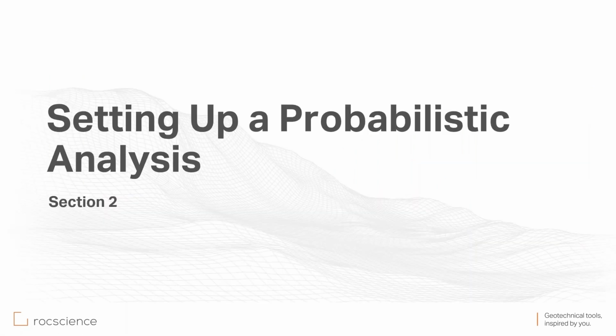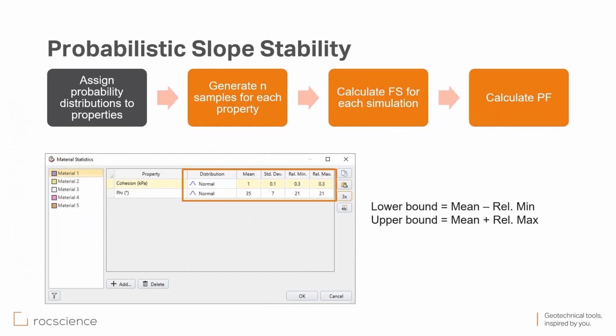So next step is how we can set up a probabilistic analysis in any of our software. It doesn't matter, Slide 2 or Slide 3. The first step is to define the distribution for each parameter. To define a distribution, you have to define the type of distribution, mean, standard deviation, and relative min and relative max. The lower bound of a distribution is defined by mean minus relative min, and the upper bound is going to be mean plus relative max. Bridget is going to show you how it looks like in an example.